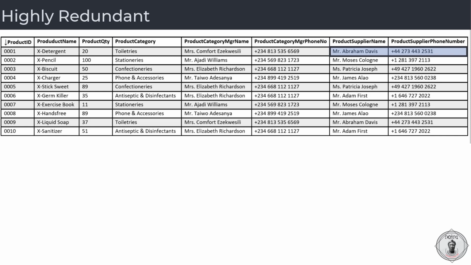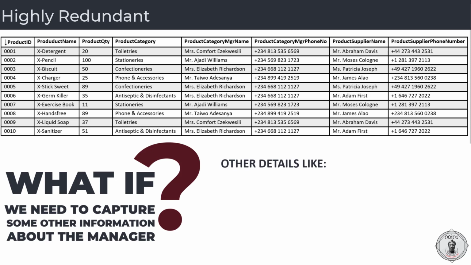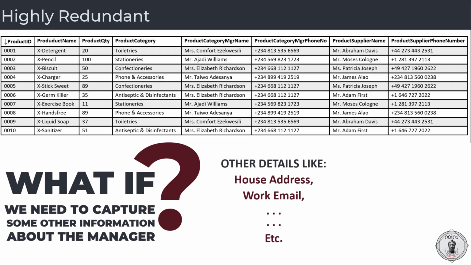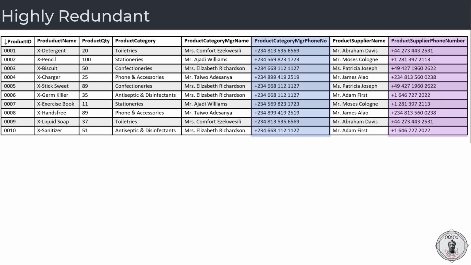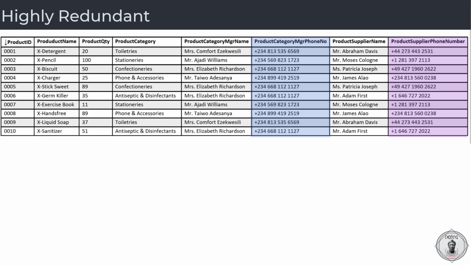So if you think of entities now, if you have product as an entity, we have the manager, which has other information. We're just trying to keep this example simple. The manager can have a house address, a work email, and other information that you want to capture. It would be suicide to try to capture all that information in this single table. To keep it simple, I've only stored the phone number here, and here I want to store just the phone number of the supplier.